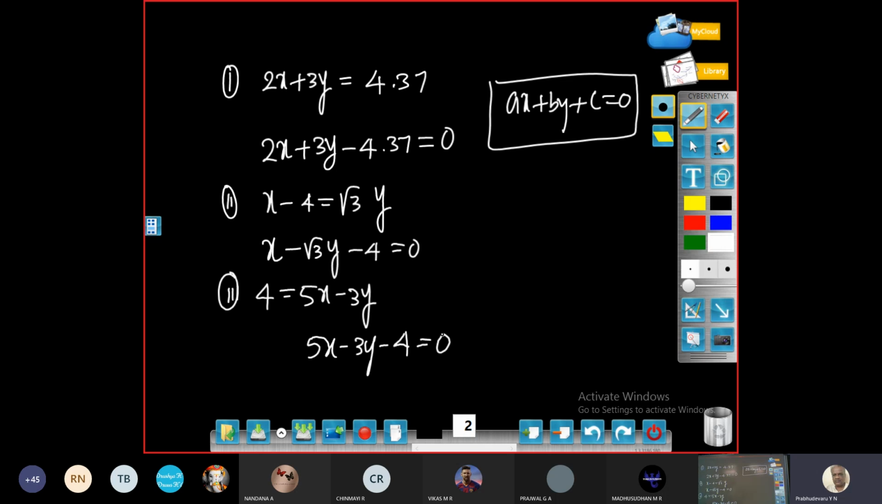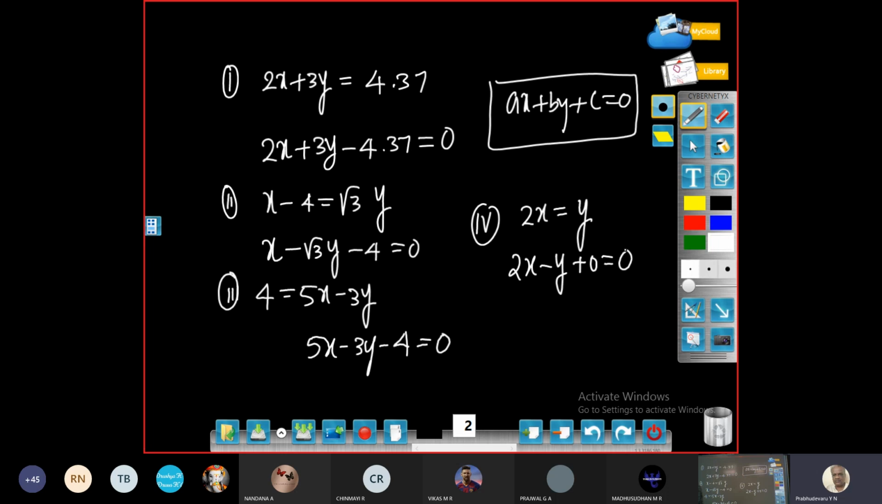Then the fourth one. 2x is equal to y. Write in the standard form. Write down. 2x minus y is equal to 0. So constant term is not there. Okay. So 2x minus y plus 0.